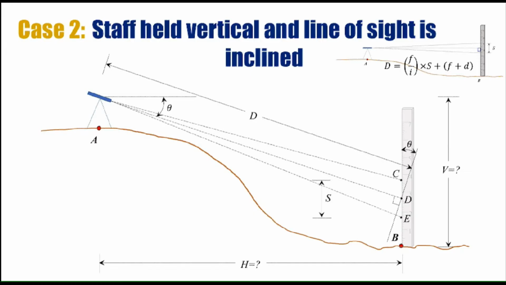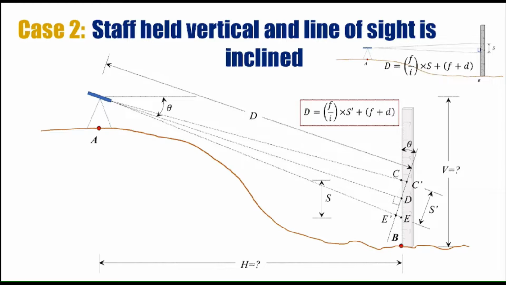So in order to have the Stadia readings on that imaginary line, let's project point C to point C dash and point E to point E dash. The difference between C dash and E dash will give us the Stadia intercept S dash. So S dash is actually the Stadia intercept on the imaginary line. So the formula of case number 1 can be rewritten as follows, where the only difference is S dash, which is the Stadia intercept on the imaginary line.